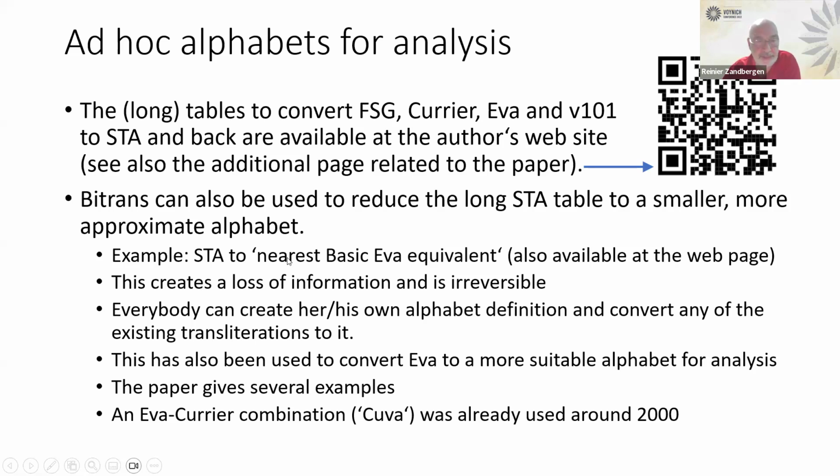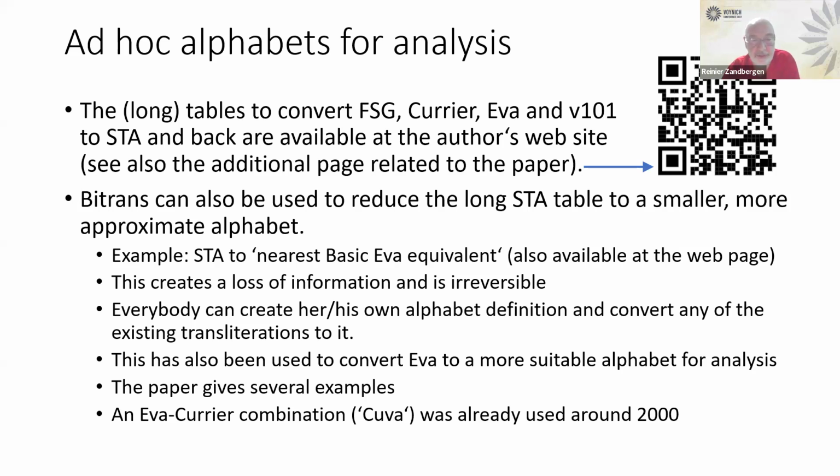Now, of course, such a transliteration, such a conversion, creates a loss of information because several different characters may be mapped onto the same one, so it's irreversible. However, the tool allows you to do that. And everybody can create his own alphabet or character set definition and convert any of the existing transliterations to it. I have used this also to convert text in Eva to alphabets that are more suitable for numerical analysis. And the paper accompanying this talk gives several examples of this.